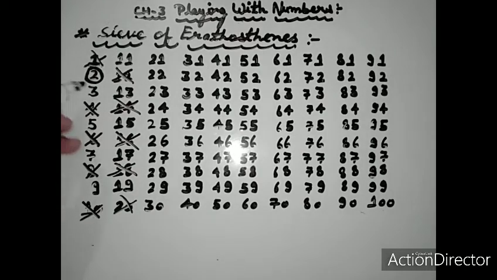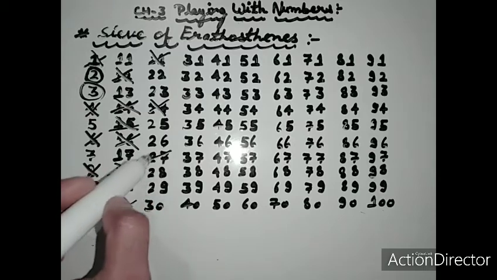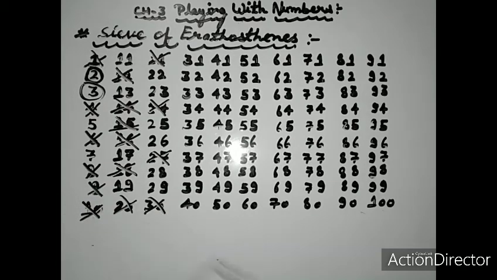Now we circle number 3 and cross out the multiples of 3. 3 1s are 3, 3 2s are 6, 3 3s are 9, 3 4s are 12, 3 5s are 15, 3 6s are 18, 3 7s are 21, 3 8s are 24, 3 9s are 27, and 3 10s are 30.